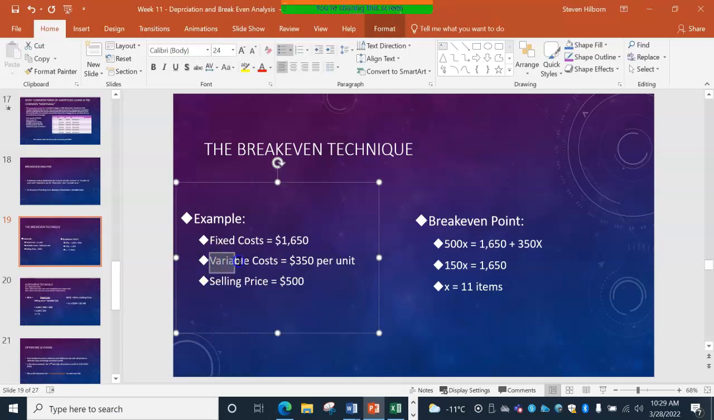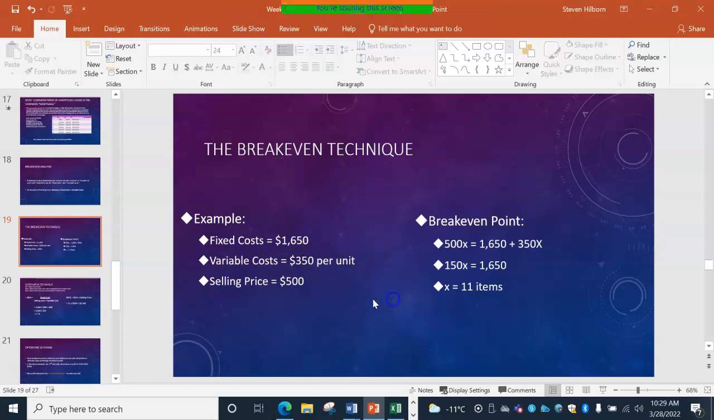Now it's variable, right? So this number will change over the years. One month it might be $350, next month gas goes up, it's $400. Our prices could also go up, but our fixed costs will stay the same. So what they have to do here is determine the break-even point. At what point are we not making money, but we're not losing money?